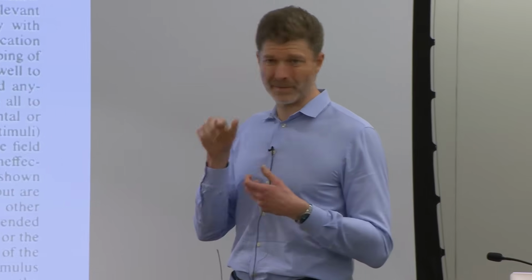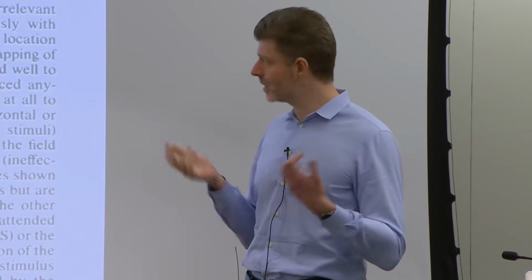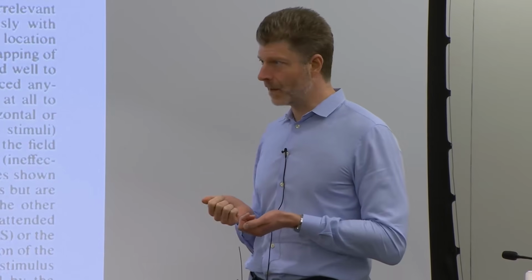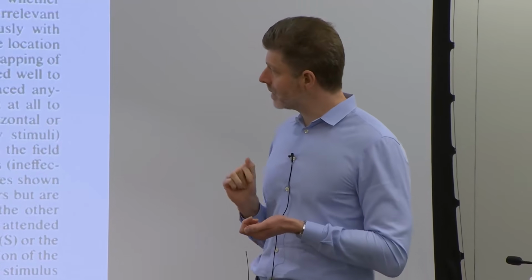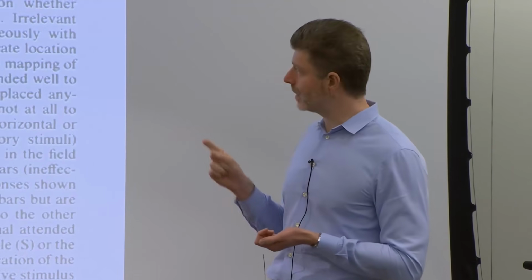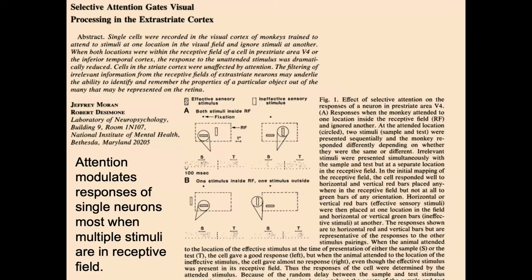So again, the methodology here is you've got an electrode in the monkey brain in a particular visual region. You isolate a particular neuron and you can measure its response while the monkey is looking at stuff and doing things. Okay? And so in these experiments, the monkey was trained to make a discrimination on a particular stimulus.